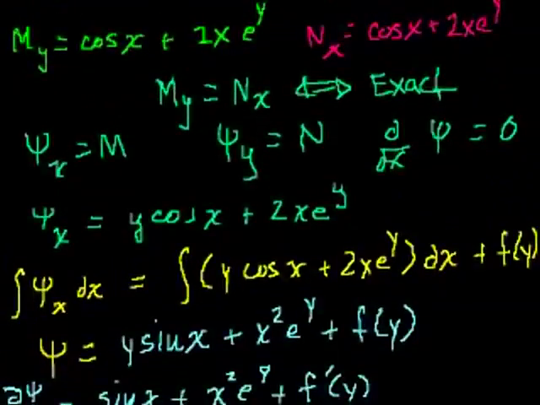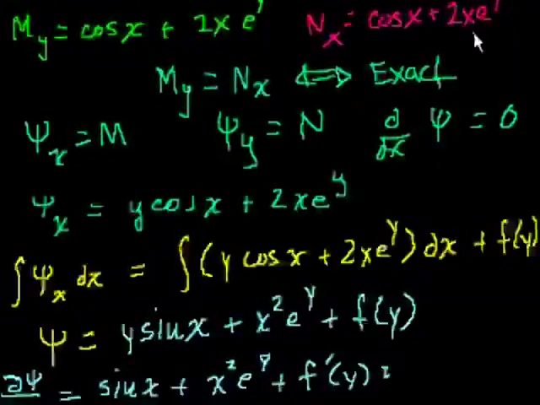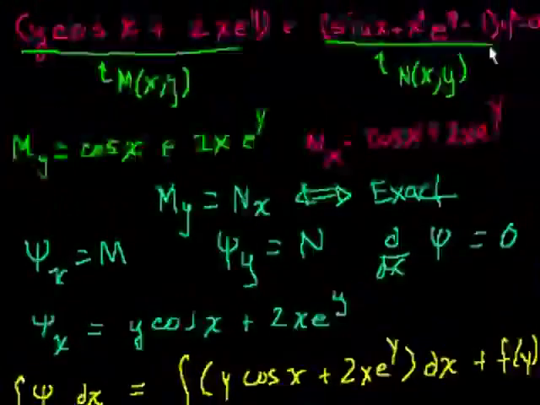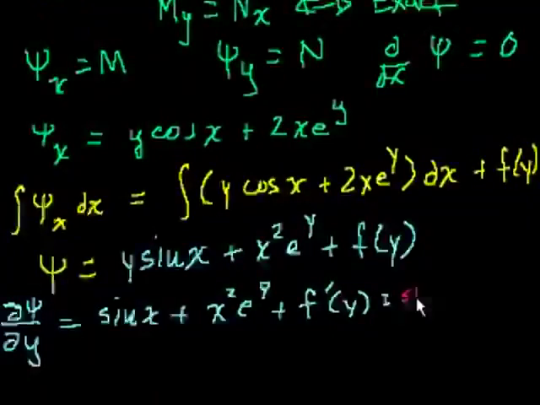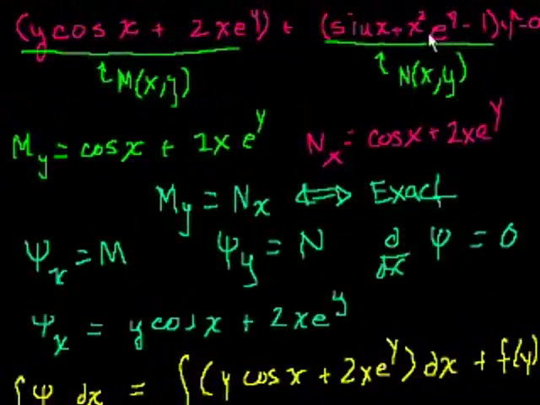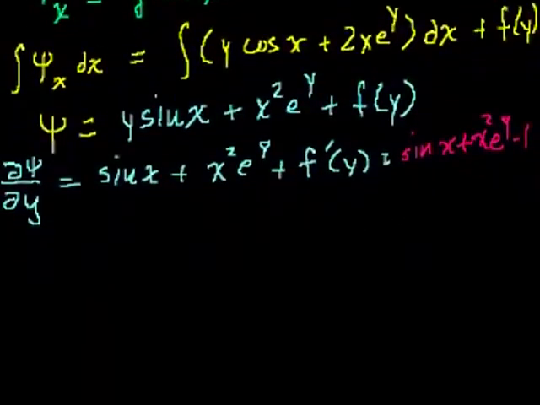So our N is up there, cosine of x plus, so that's going to be equal to, I want to make sure I can read it up there, to our N, right? Oh no, sorry, our N is up here. Sine of x, let me write that. Sine of x plus x squared e to the y minus 1. That was just our N from our original differential equation.